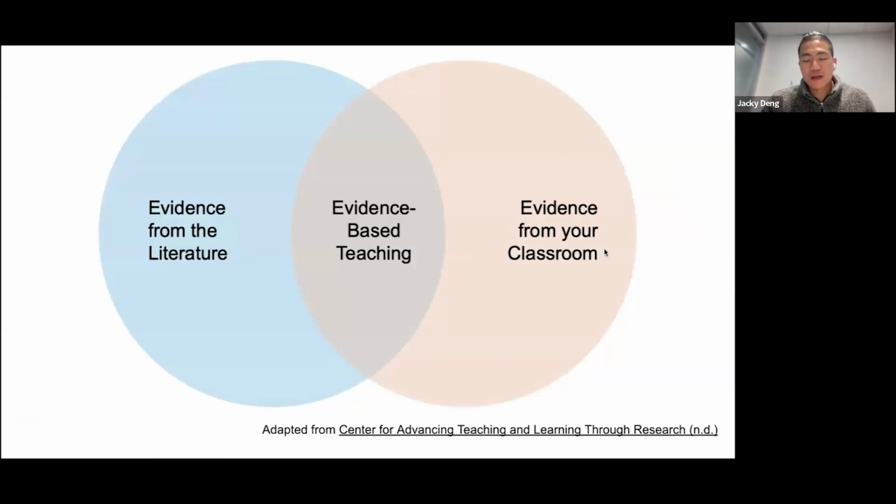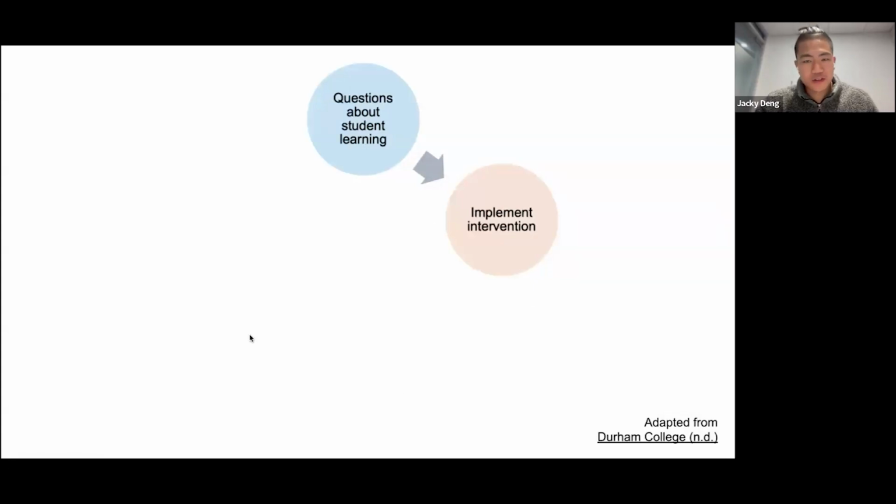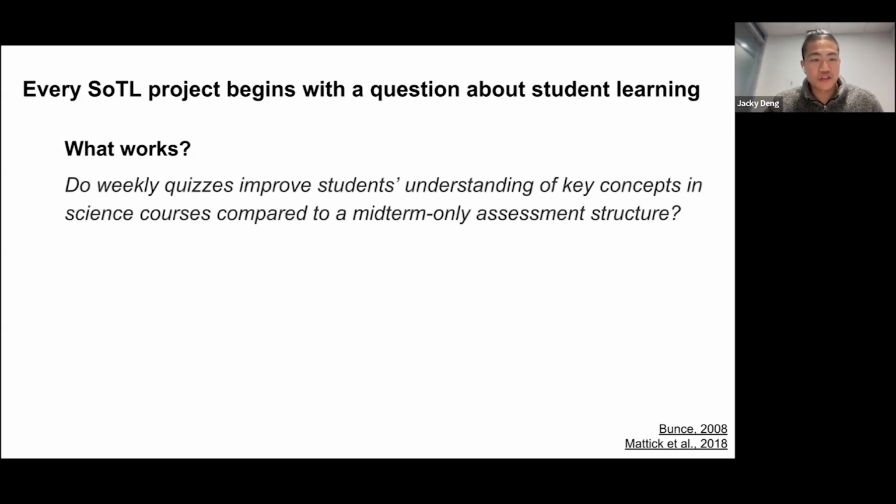We'll dive into how we might collect evidence from your own classroom. Every SoTL project will fill up this cycle as we go through the next few slides. Every SoTL project begins with a question about student learning, and using that question to implement some sort of innovation or intervention in your classroom. Some examples that I've come up with could be questions about what works. I might have this question or thoughts about whether weekly quizzes improve students' understanding of key concepts in science courses compared to a midterm-only assessment structure.